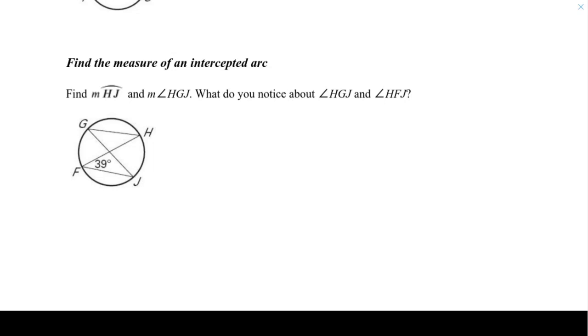All right, let's take a look at the next one. Here we want to find the measure of arc HJ and the measure of angle HGJ, and then we're going to try to see if we can make any connections between the two angles that you see there. We see that the measure of angle F is 39 degrees. So based on that, I can figure out that the measure of arc HJ would be double that, which is going to be 78 degrees. So that's the first thing that we need to find.